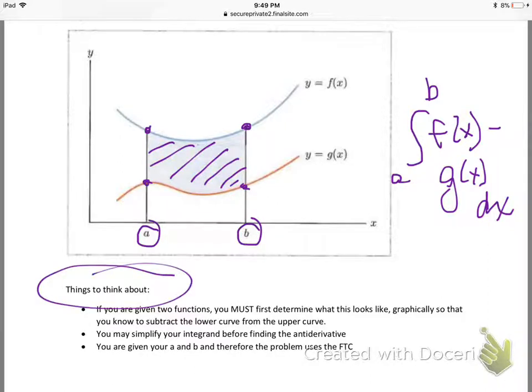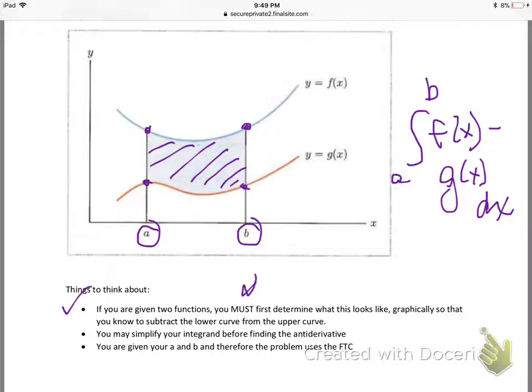Things to think about. Okay, if you are given two functions, you must first determine what this looks like. So how are these functions positioned graphically? Once you see them, make sure you're identifying them correctly, and then you'll know that you're going to subtract the lower curve from the upper curve. So that's what this think about is.